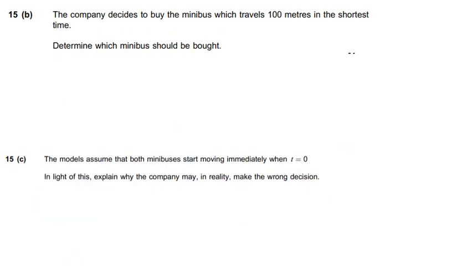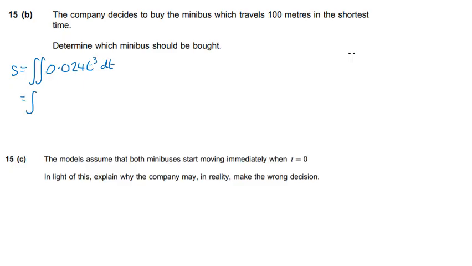B. The company decides to buy the minibus which travels 100 meters in the shortest time. Determine which minibus should be bought. So let's look at B now. So in the same sort of way, we're going to integrate twice the acceleration, and for B, the acceleration was 0.024 t cubed.